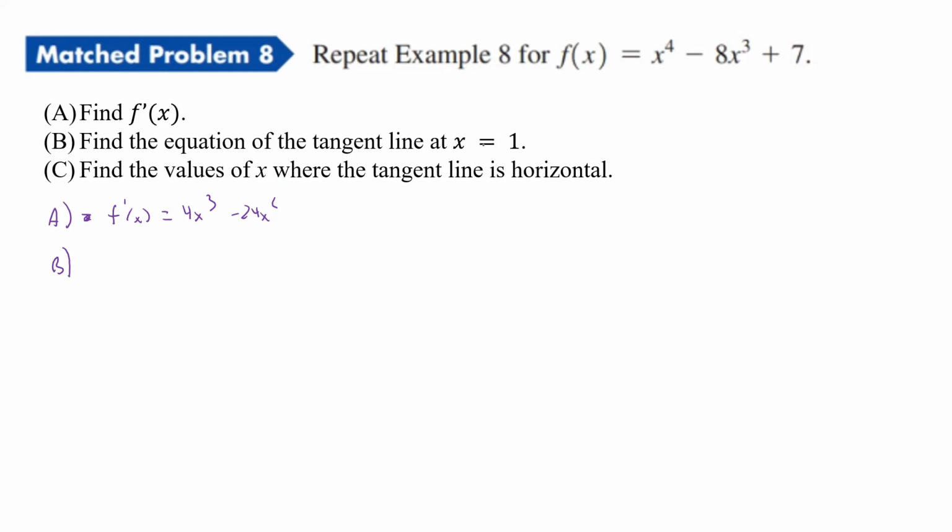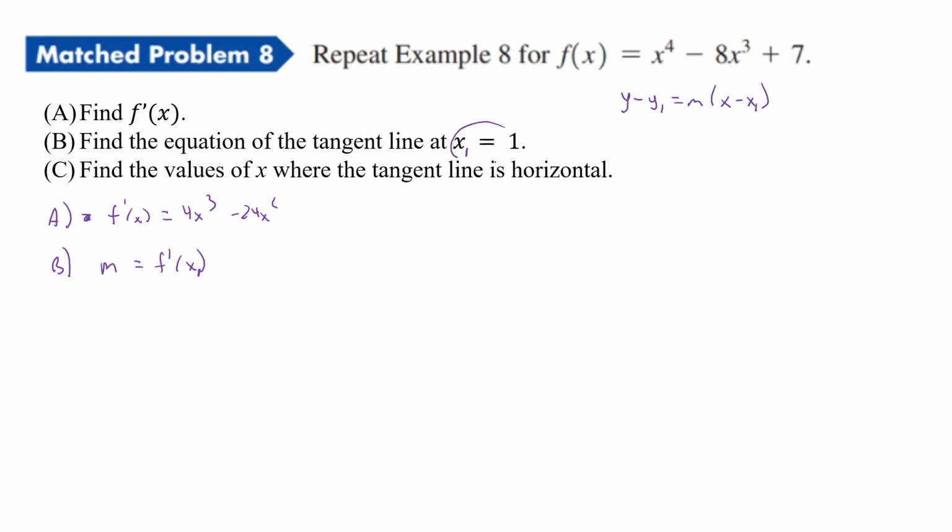So x is equal to 1. That one is going to be the slope. Remember, that's going to give us the slope. So slope is going to be equal to f prime of whatever x is. In this case, let's call it x1, because this is not the actual x value. If you remember, we're going to have to use the point slope form: y minus y1 equals m times x minus x1.